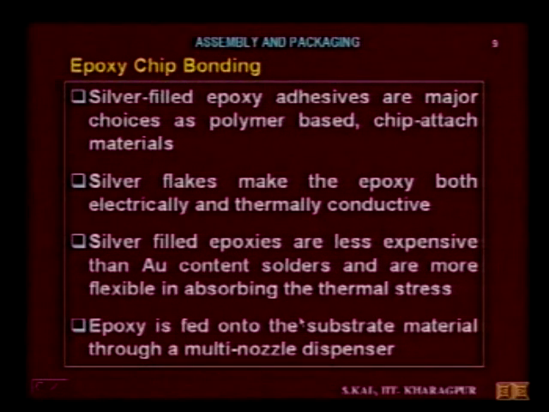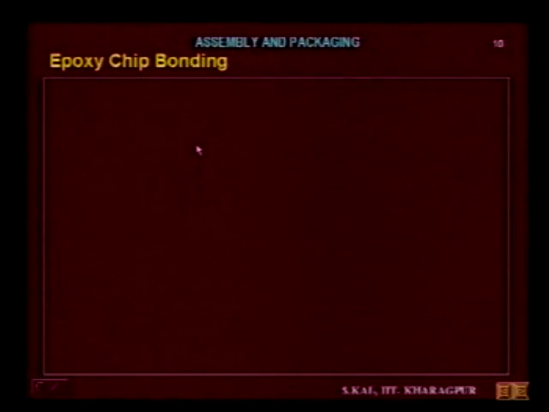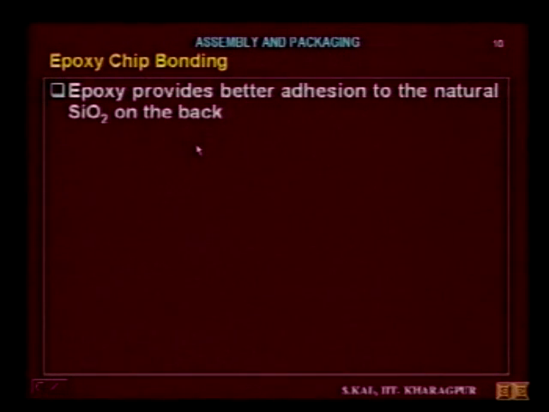Epoxy is fed onto the substrate material through a multi-nozzle dispenser. That is how to put the silver filled epoxy adhesives onto the substrate material. Epoxy provides better adhesion to natural silicon dioxide on the back. That's why epoxy chip bonding is preferred over the earlier used solder die chip bonding.